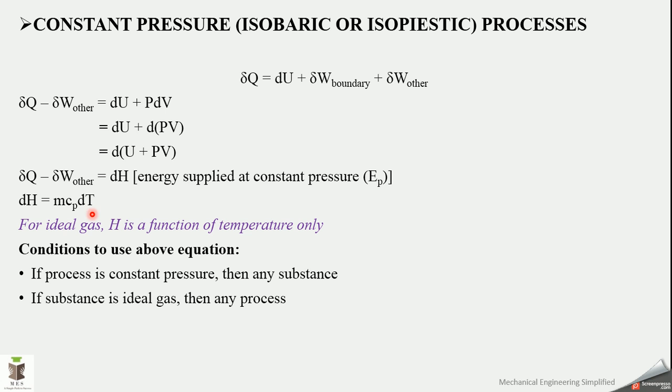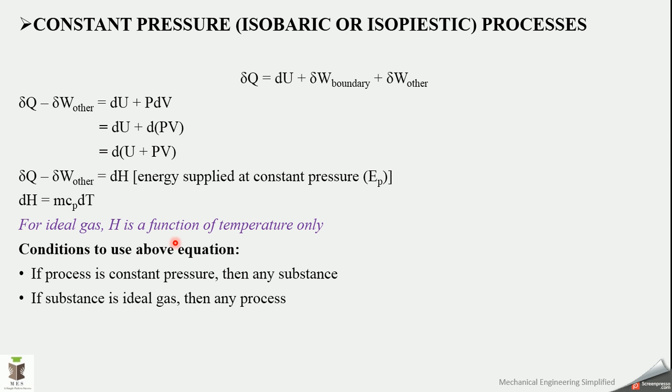As we have dU is equal to mCv dT by the definition, similarly we have dH is equal to mCp dT. And for the ideal gas, H is a function of temperature only. For the time being, you just note it in this way, and later in this course we will tell you how H is a function of temperature only for the ideal gas. We will prove all these relations. But for the time being, just note that dH is equal to mCp dT, and for the ideal gas, H is a function of temperature only.